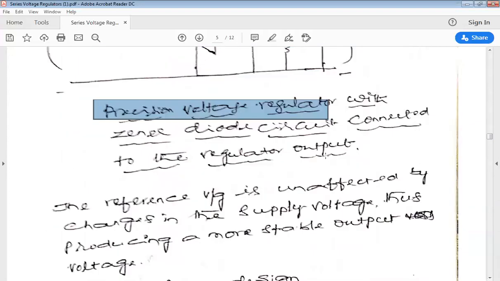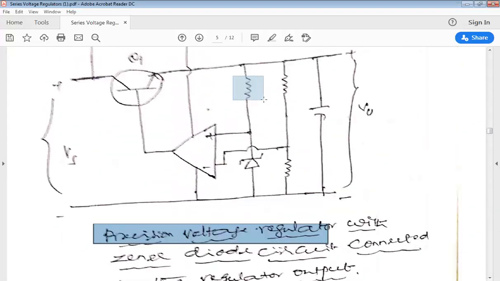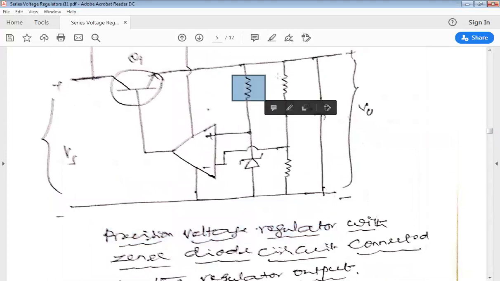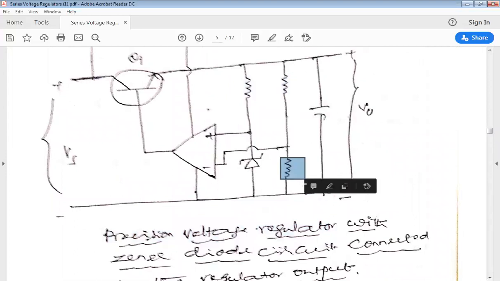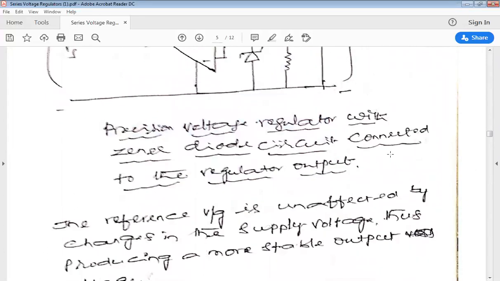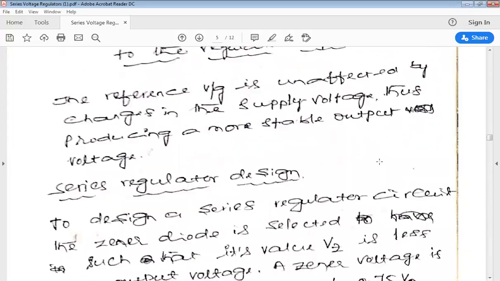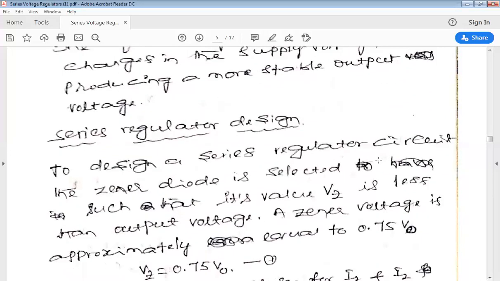By considering the Christian voltage regulator circuit, we calculate the value of R1, the value of R2, the value of R3, and the other values and the C1 value. Some of the values we are considering, and some of the values we are going to calculate, for the Christian voltage regulator. That is the design: how we are going to design the Christian voltage regulator circuit.